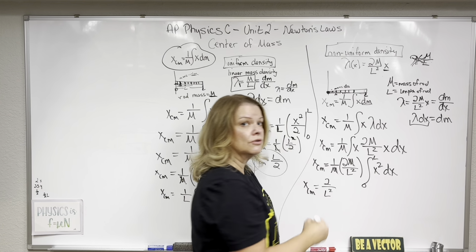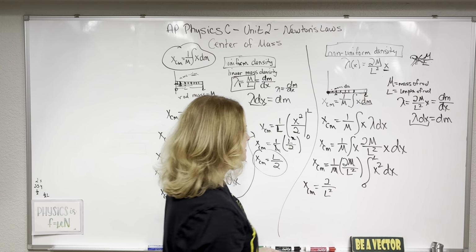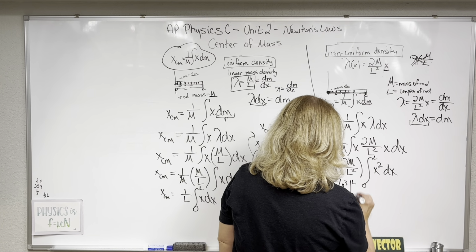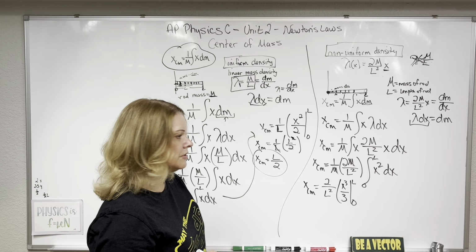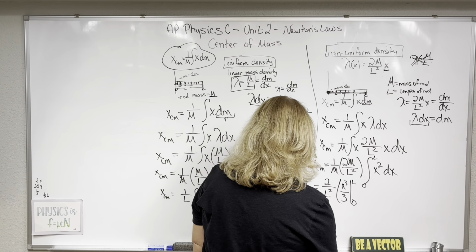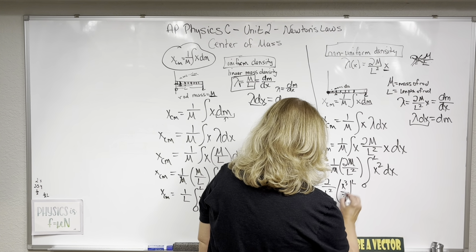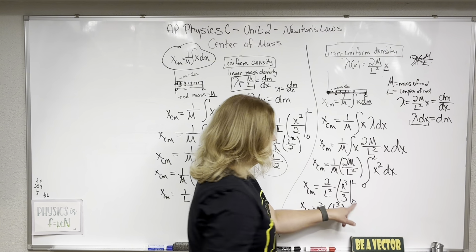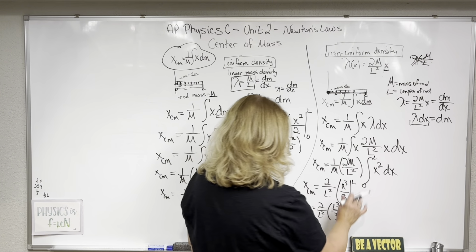I'm going to take the integral of that. It's just x cubed. You add 1 and divide by the new exponent, so it's x cubed over 3, from L to 0, the total length of the rod to 0 where it's at the origin. Now I'm going to put L cubed in, so x center of mass equals 2 over L squared times L cubed over 3. If I put the 0 in, 0 cubed over 3 is just 0, so I'm not going to look at that.